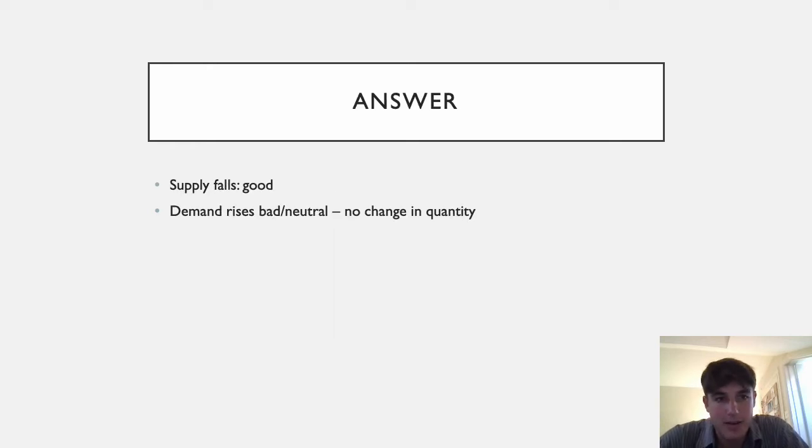Now, if supply falls, then it's almost certainly a good thing for the environment, because you'll see that supply curve shift inwards and you'll see total quantity of emissions fall. Now, if demand rises, that's somewhere between bad and neutral, and we'll explore that in the next question. But the key is that there's no change in quantity, and that's just because supply is fixed. If you draw a vertical supply, you'll see that at any level of demand, as long as you're demanding a positive amount, you'll have the same quantity.